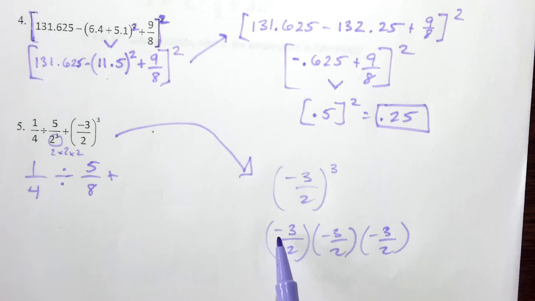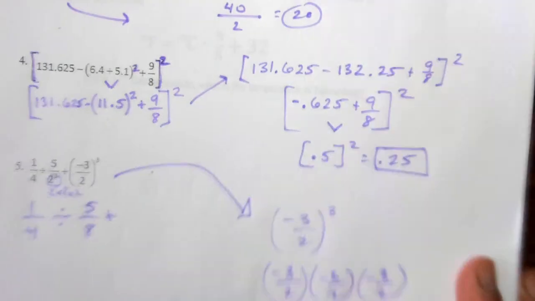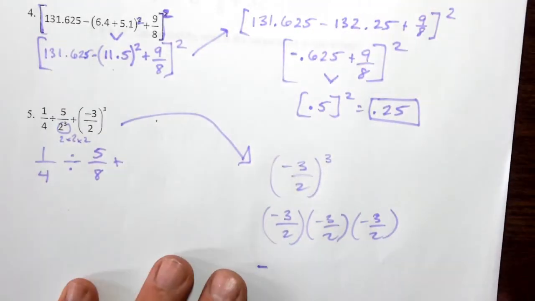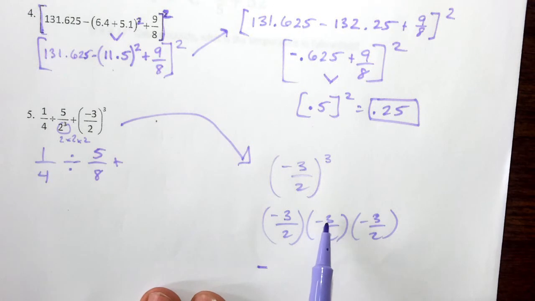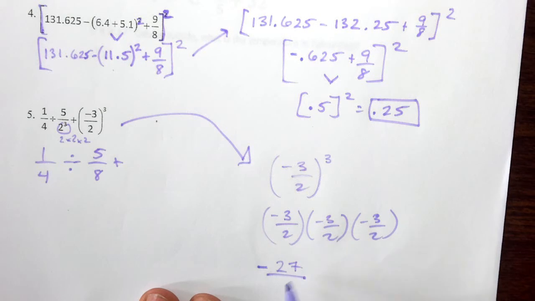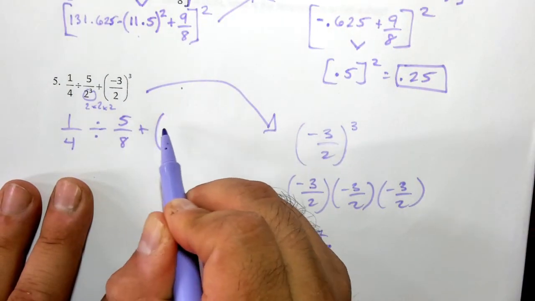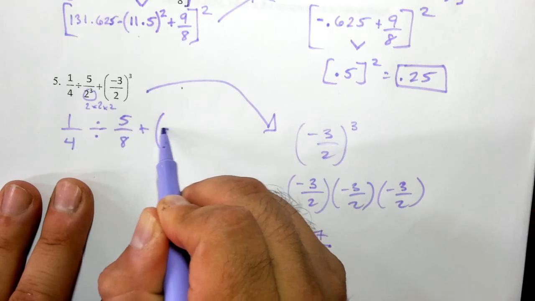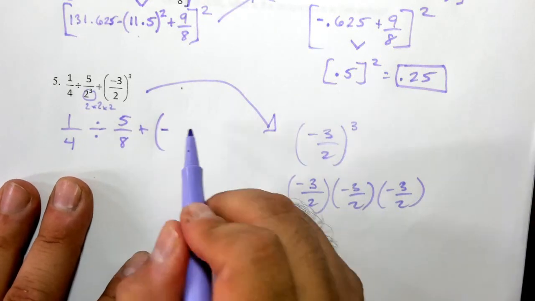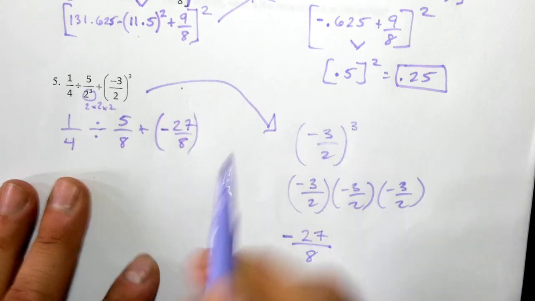Alright, so let's just take care of the sign first. A negative times a negative would be positive, and then a positive times a negative would make it negative. So I already know this whole thing will be negative. Okay, so now that I know that, I could just worry about the numbers. 3 times 3 is 9, times 3 is 27. 2 times 2 is 4, times 2 is 8. So this is really a negative 27 over 8. So that is going to go right here. Because I already wrote a plus, just to make myself not confused, I'm just going to put a parentheses there and write negative 27 over 8.